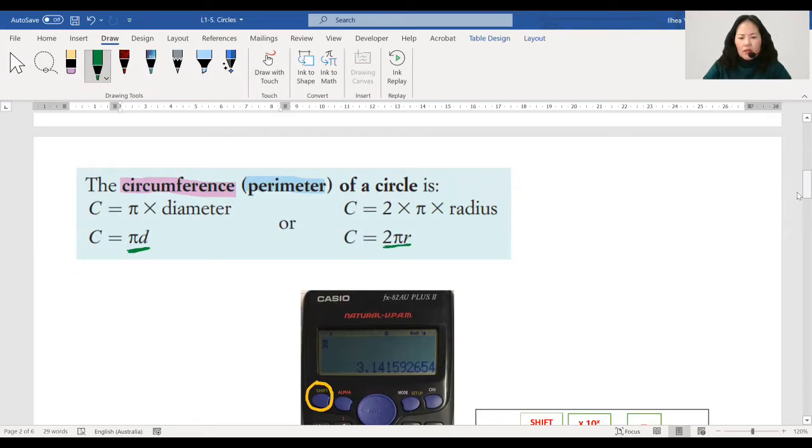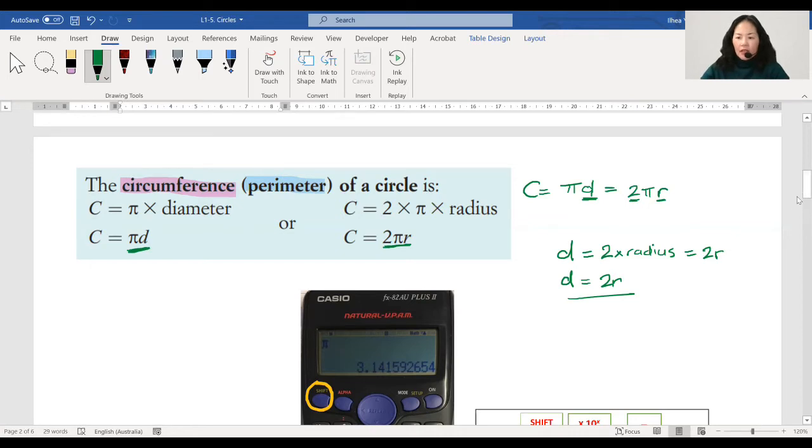Now, why do you think they are the same? So let's have a look. Circumference equals pi d, or you can do 2 pi r. Now, d is diameter. Diameter is double the radius, isn't it? And we can write it as 2r because it's a double. That's why instead of a d here, we can write a 2r here. So that's the same thing. So d is really 2r. That's why we can use pi d or 2 pi r.